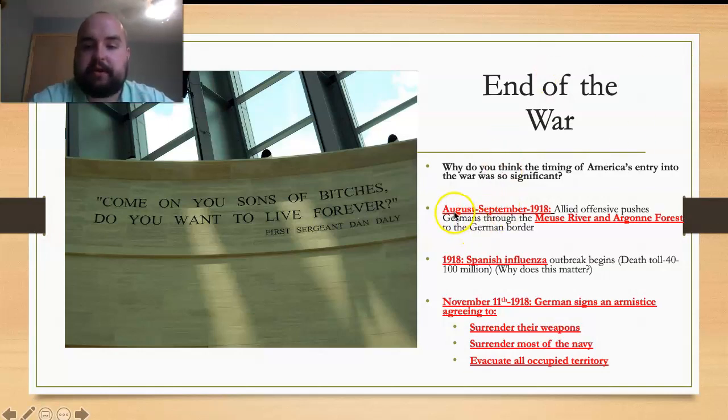For example, between August and September of 1918, the Allied offensive with American aid was finally able to push into Germany through the Meuse River and the Argonne Forest to the German border. For instance, this quote you can see right here from First Sergeant Dan Daly came from this campaign when U.S. Marines were trying to push through France and get into Germany.